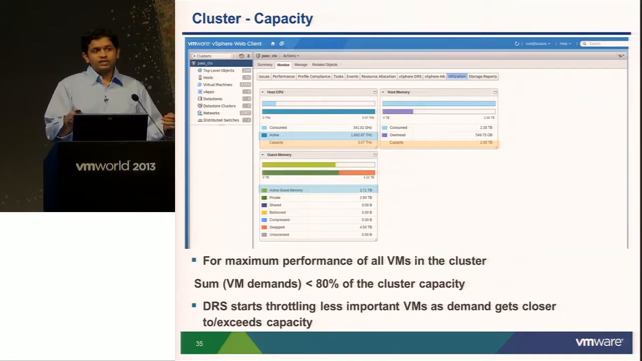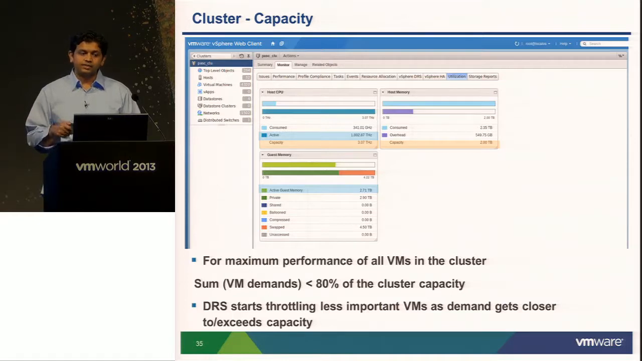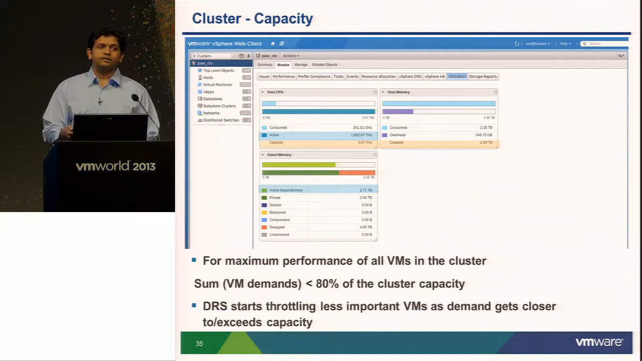When this number gets closer to 100%, and the sum of demand gets beyond 100%, then DRS has to throttle some VMs. It throttles the unimportant VMs, basically the VMs that have low shares, or it will throttle all the VMs when all of your VMs have equal shares. How many of you use shares for your VMs? Okay, that's like 10%. If you are overcommitting your cluster in terms of demand, then it's probably a good idea to set shares.